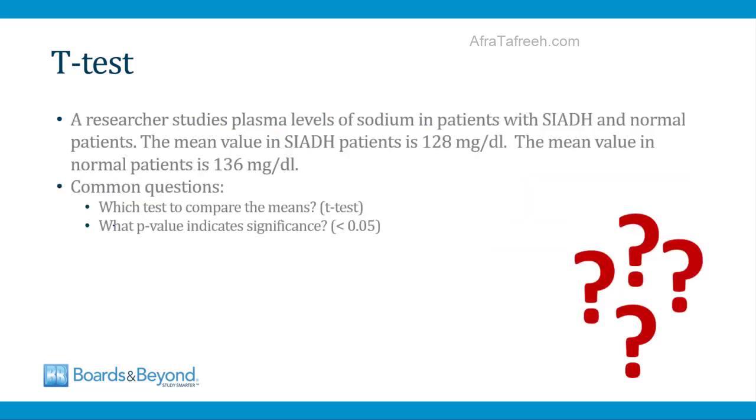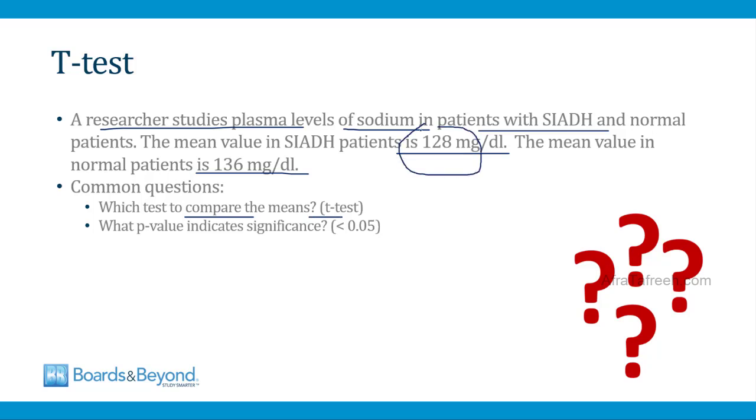So to make the concept of a t-test more clear, let's go through an example. Imagine a researcher studies plasma levels of sodium in patients with SIADH and normal patients. The mean value in SIADH patients is 128. The mean value in normal patients is 136. So common questions around a scenario like this is, which test should you use to compare the means? And the answer is a t-test, because we have two quantitative variables of serum sodium and we're comparing two means. And which p-value indicates a statistically significant difference?